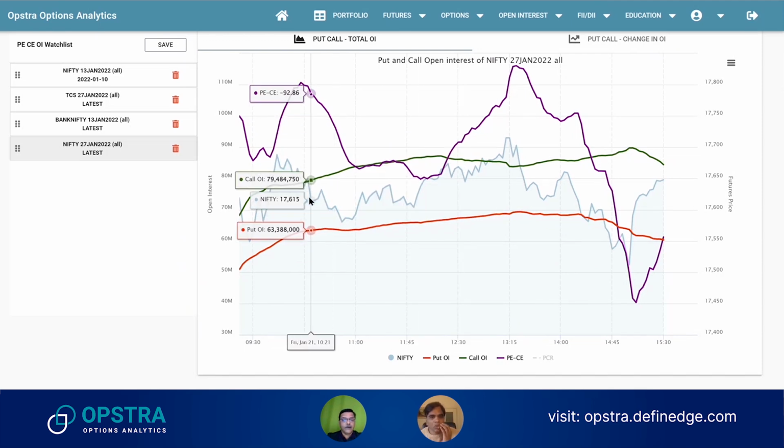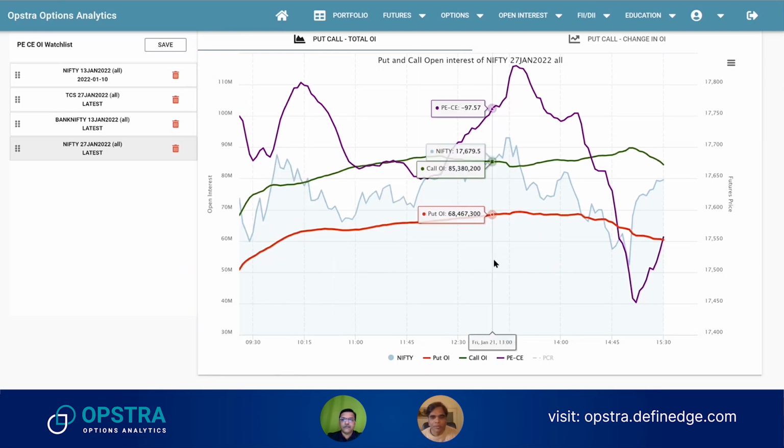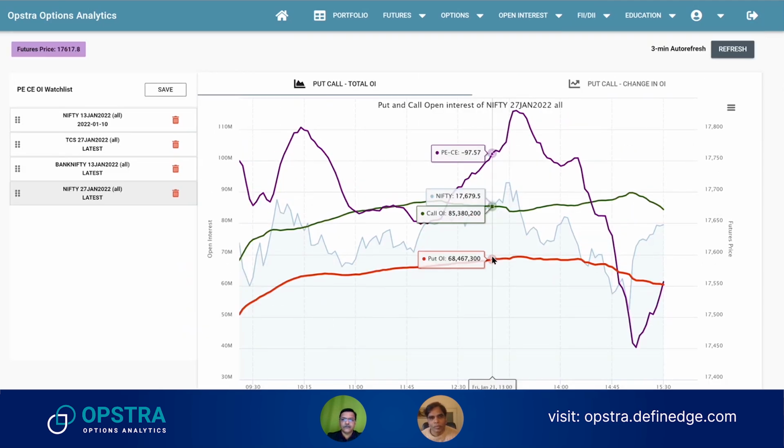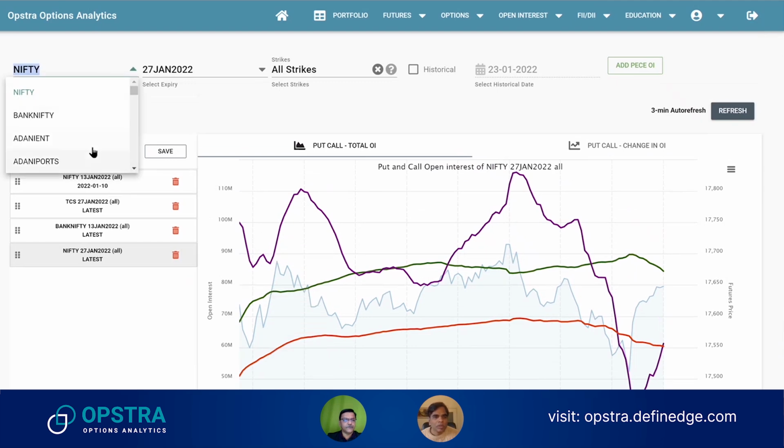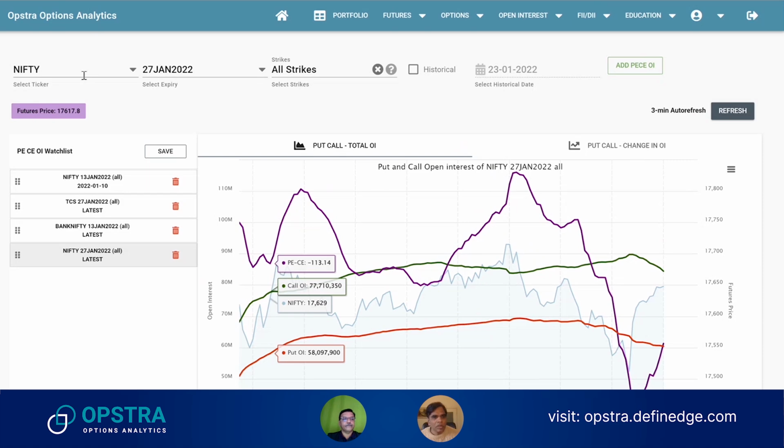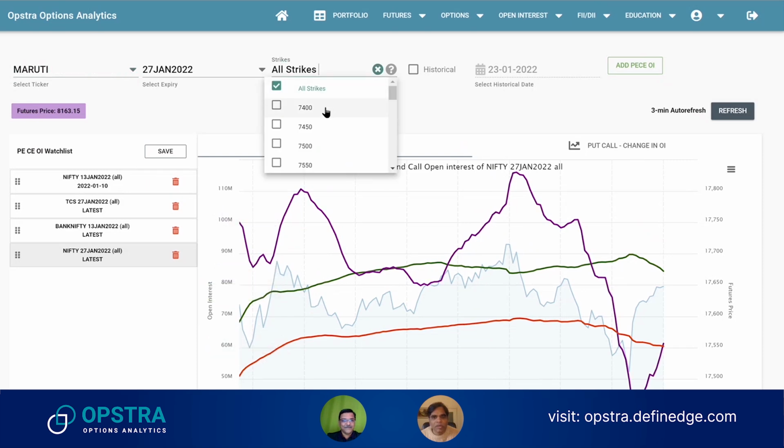And even for stock options, there are some 15, 20 stocks, around 50 or something like that. Yeah, 50. Let's say we can check Maruti. So here what we will do is that we actually choose fewer strike prices. I mean, we can check. It's okay.